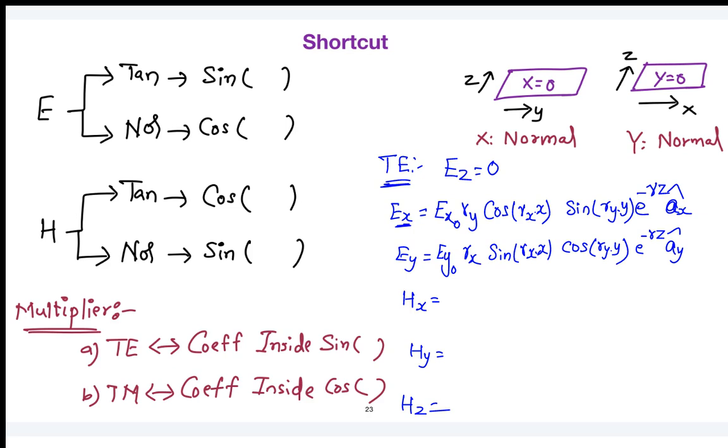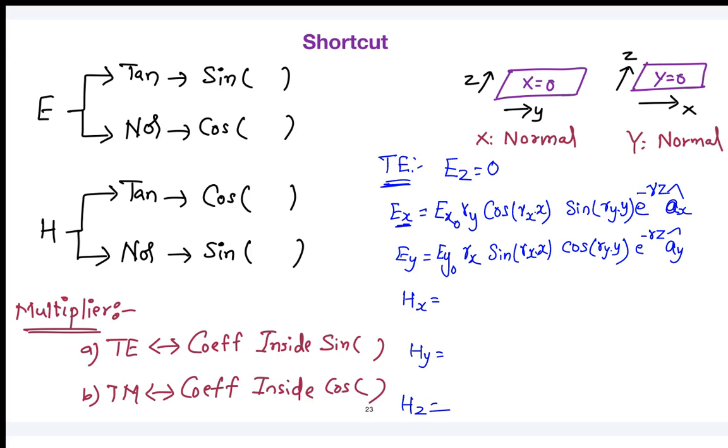So for magnetic, this is a shortcut, but the only change is the multiplier. Everything, all these equations, remain the same except for the multiplier. If it is transverse electric, the multiplier will always be the coefficient inside the sine term. That is the only change. There is no change for TM.